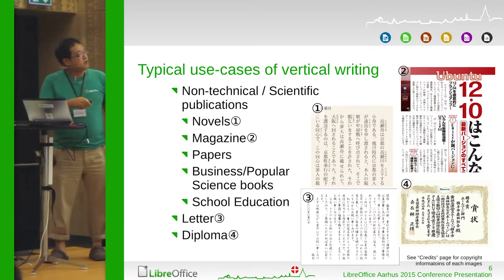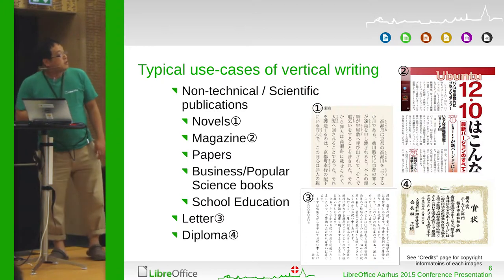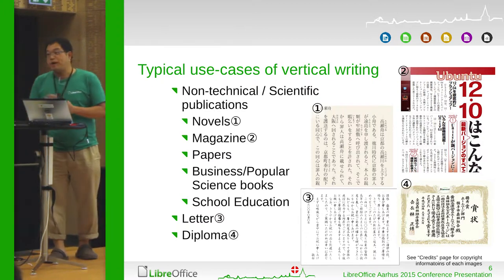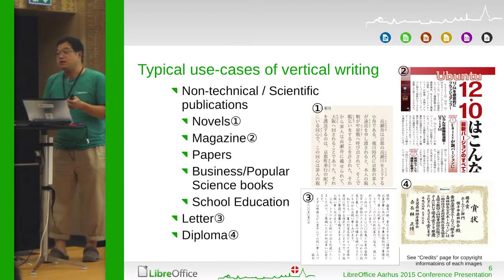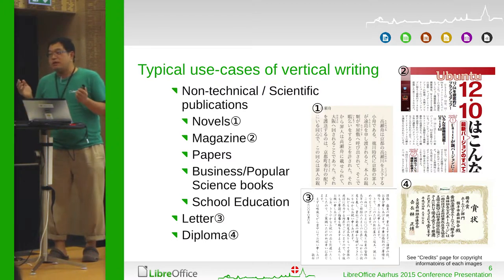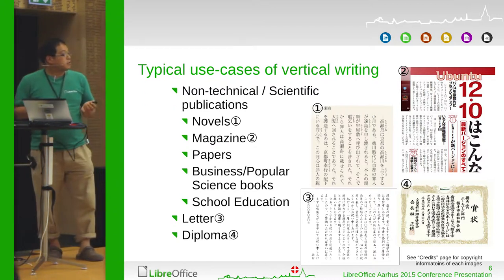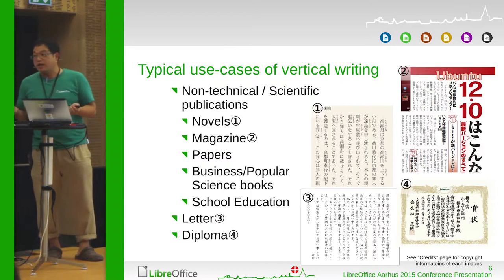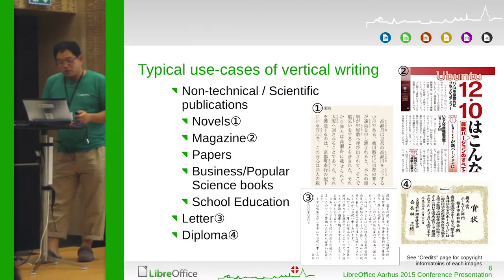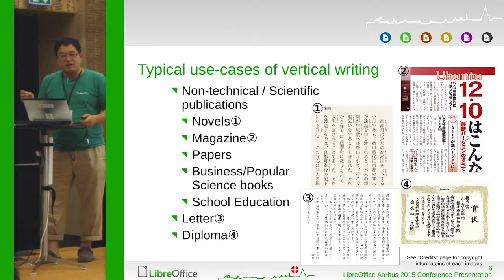combined. I will talk about that later. And papers, I mean newspapers or something. In Japan, all newspapers use vertical writing, and business books or popular science books are also mainly vertical writing. In school education, we still use a lot of vertical writing textbooks, vertical writing notebooks or something like that.